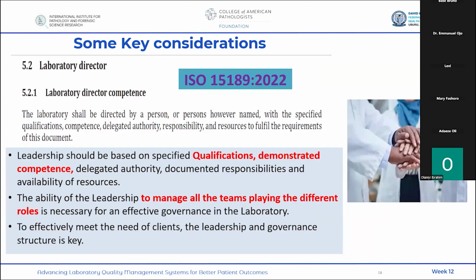So still talking about some key considerations. Leadership should be based on specified qualifications, demonstrated competence, delegated authority, and availability of resources. So if the management has delegated certain roles, it should be backed up with resources to fulfill that office. And the ability of the leadership to manage all the teams, playing the different roles, is necessary for effective governance in the lab. To meet the needs of clients, the leadership and governance structure is key.